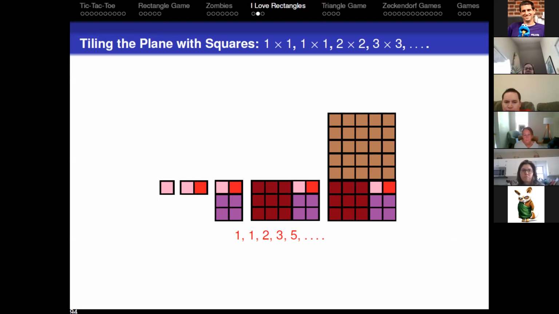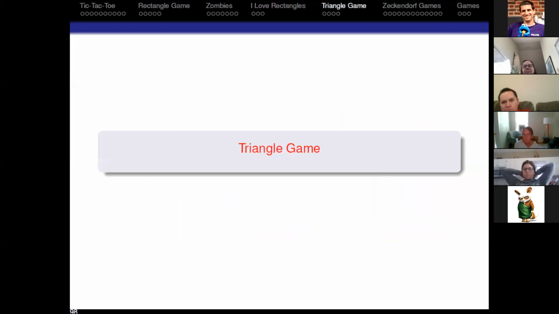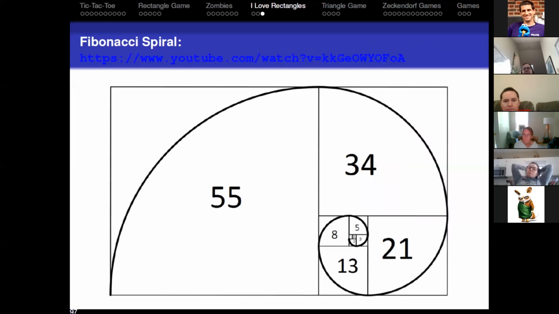So what this is telling you is that the sum of the first n Fibonacci numbers squared is equal to the nth times the (n+1)th Fibonacci. It's a geometric proof. 1 squared plus 1 squared plus 2 squared plus 3 squared plus 5 squared plus 8 squared is 8 times 13. So there's a lot of wonderful stuff you can do with the Fibonacci spiral.